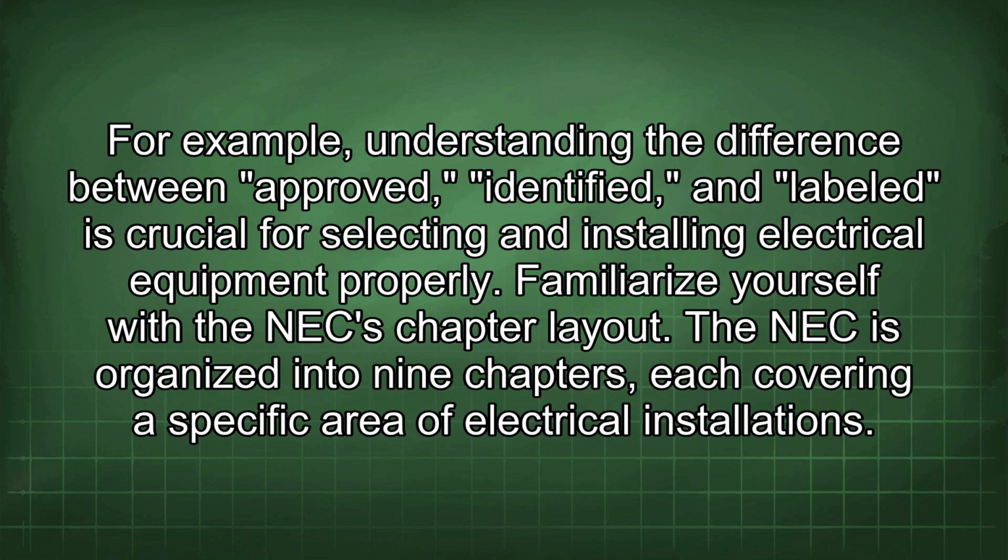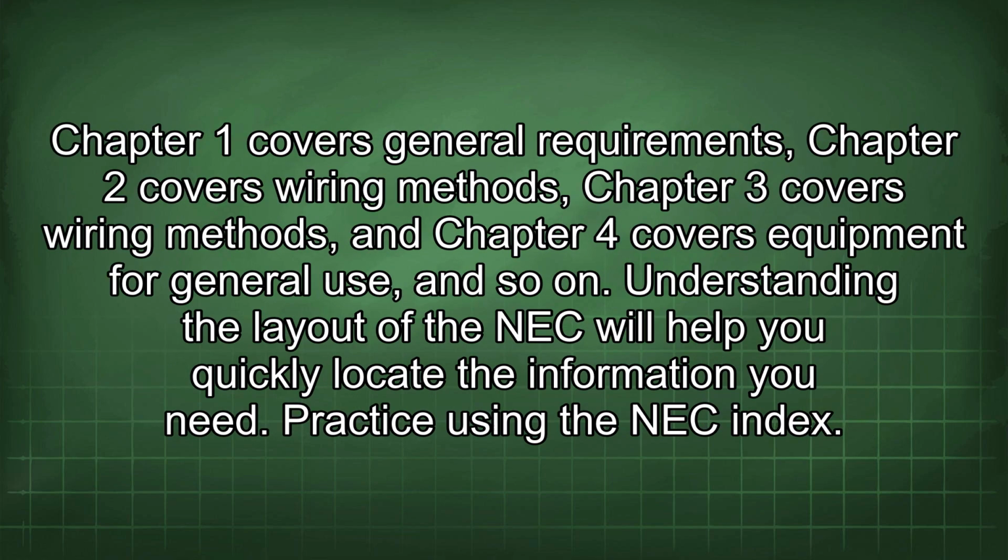Familiarize yourself with the NEC chapter layout. The NEC is organized into 9 chapters, each covering a specific area of electrical installations. Chapter 1 covers general requirements, Chapter 2 covers wiring methods, Chapter 3 covers wiring methods, and Chapter 4 covers equipment for general use, and so on. Understanding the layout of the NEC will help you quickly locate the information you need.